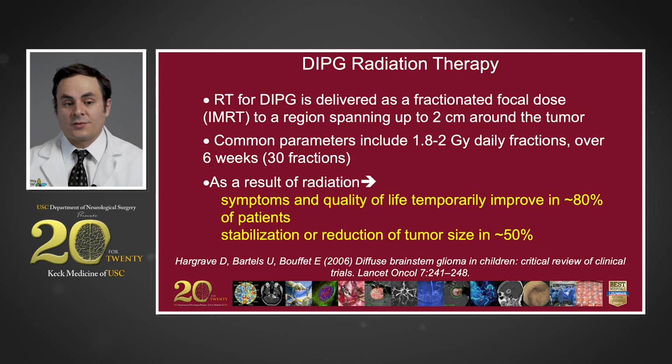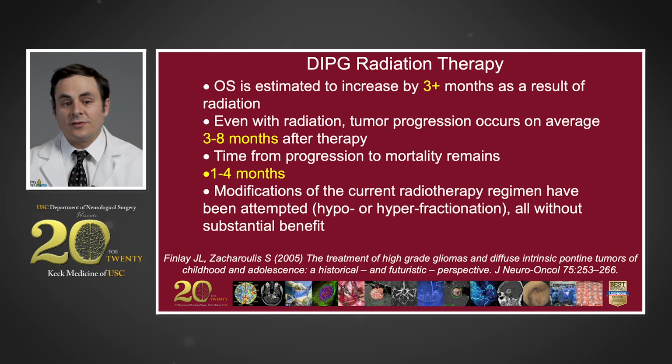which makes up 30 fractions. And as a result of radiation, symptoms and quality of life do temporarily improve in approximately 80% of patients. And a stabilization or reduction of tumor size occurs in approximately 50%. The overall survival is estimated to increase about 3 or more months as a result of radiation. But as you can see, this is still very low.